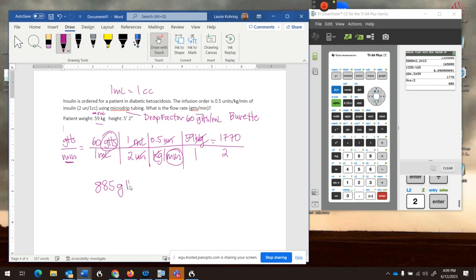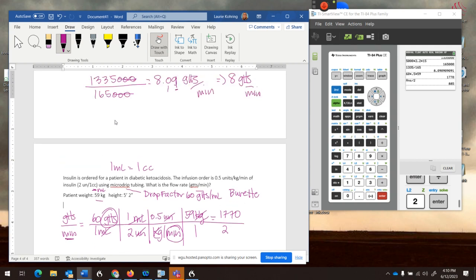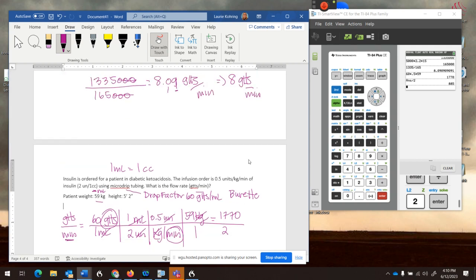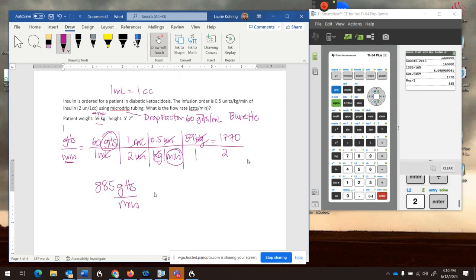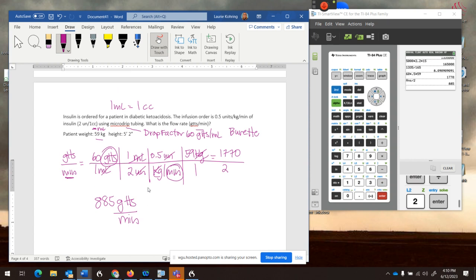Which is not a realistic flow rate because counting 885 drops would be impossible over 60 seconds. And likewise with the previous one, doing 8 drops in 1 minute would be an extremely difficult feat of just moderating that few drops over 60 seconds. But these are for the math's sake. So 885 drops per minute is the final answer. I hope this helps.